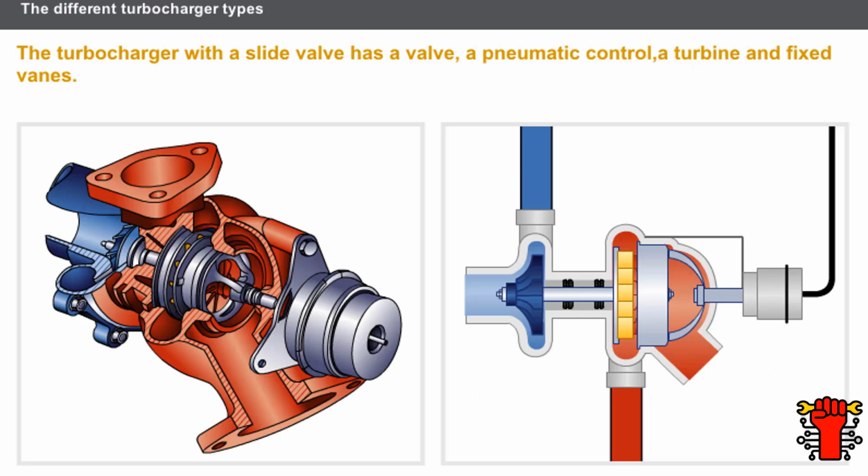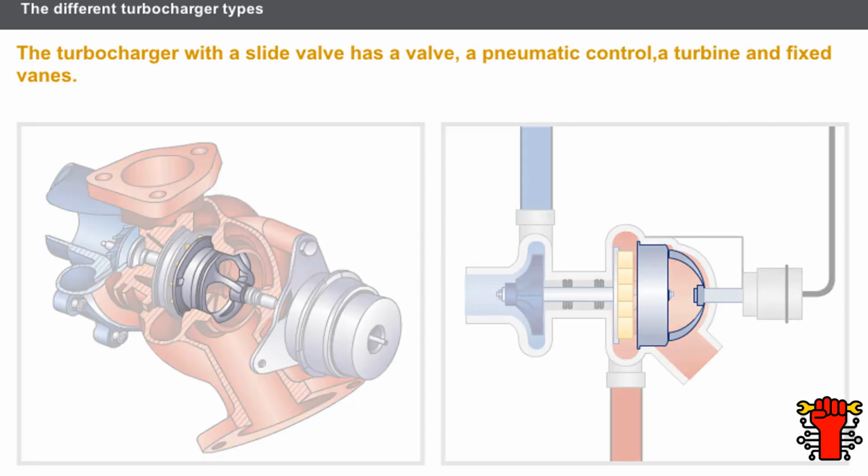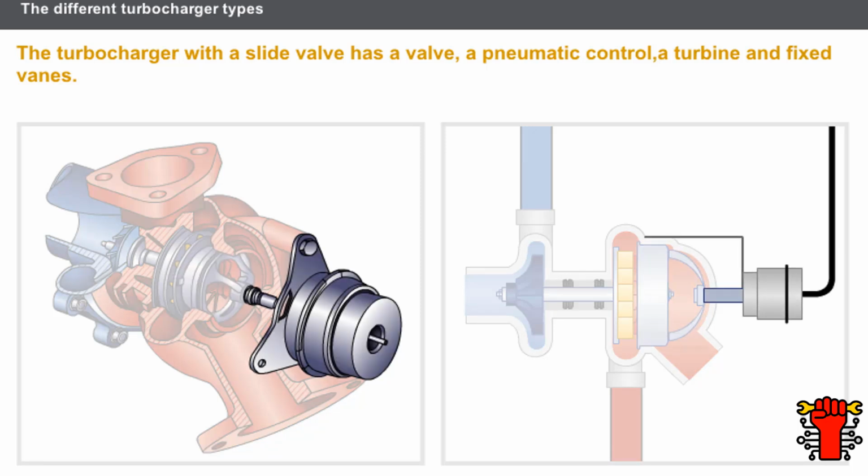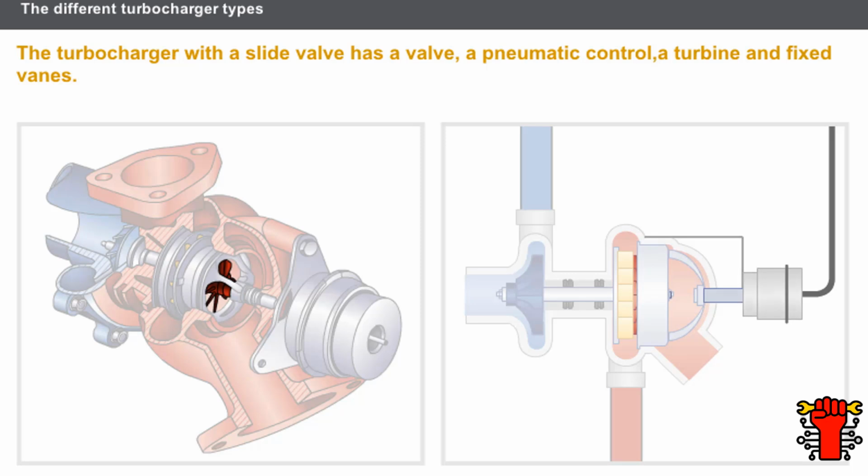Let's look at the turbocharger with a slide valve now. The turbocharger with a slide valve has the following main components: a valve, a pneumatic control, a turbine, fixed vanes.